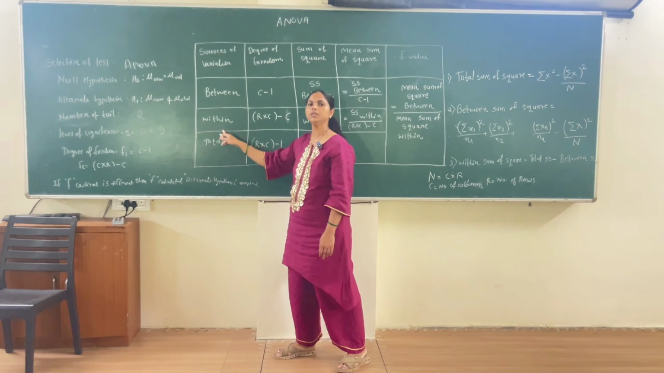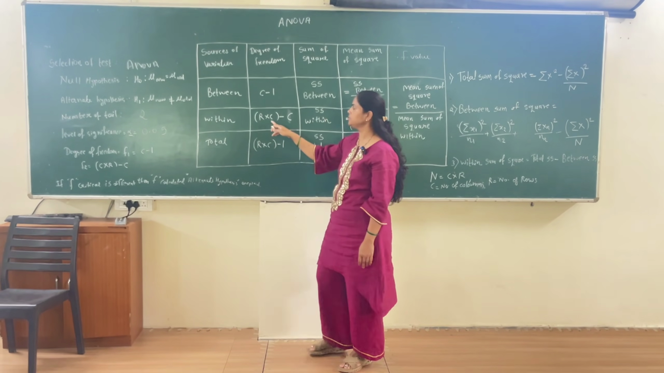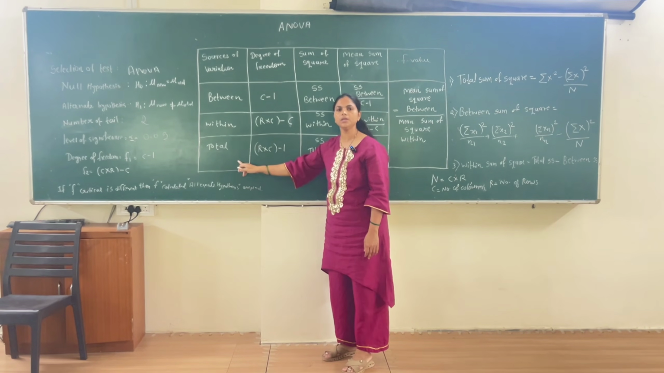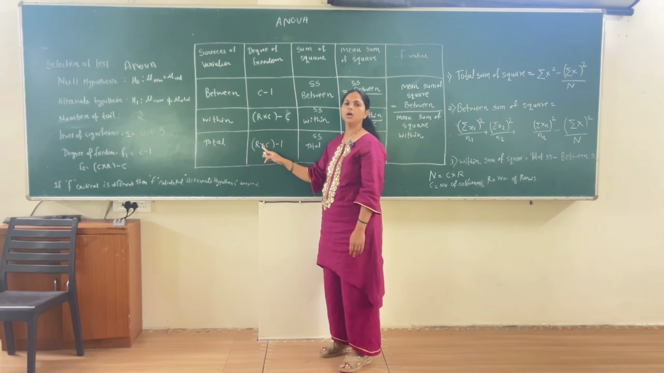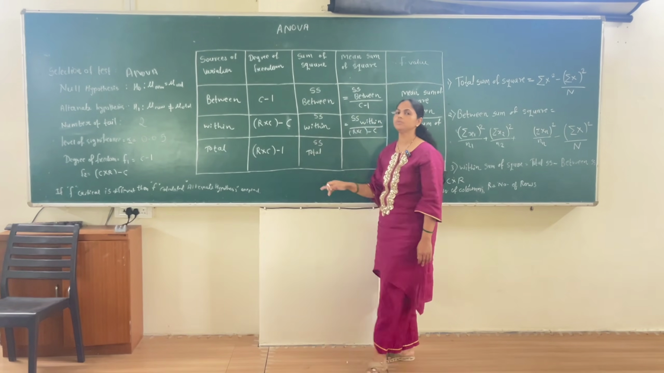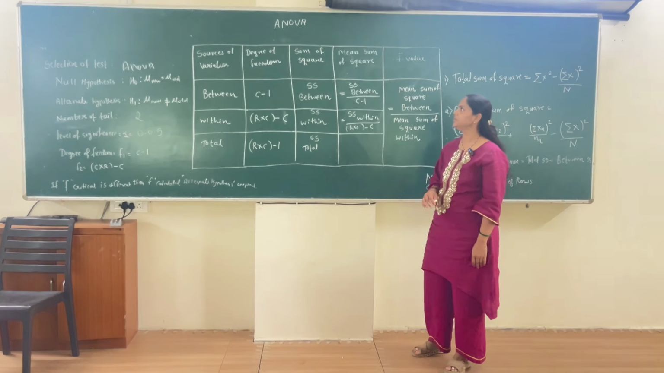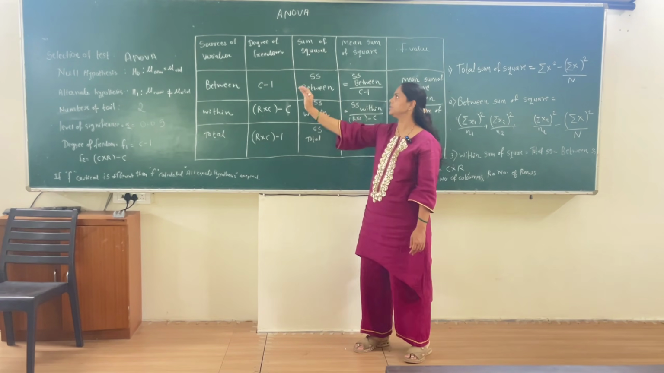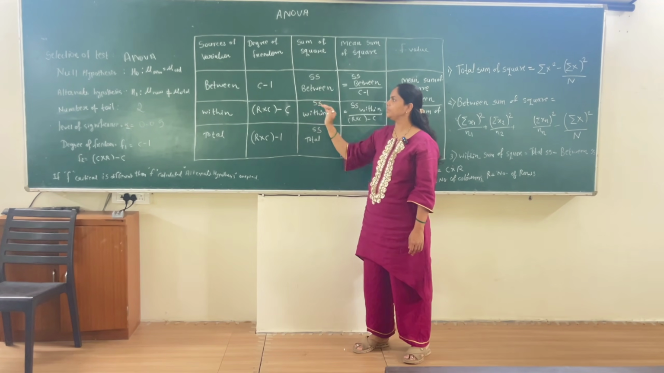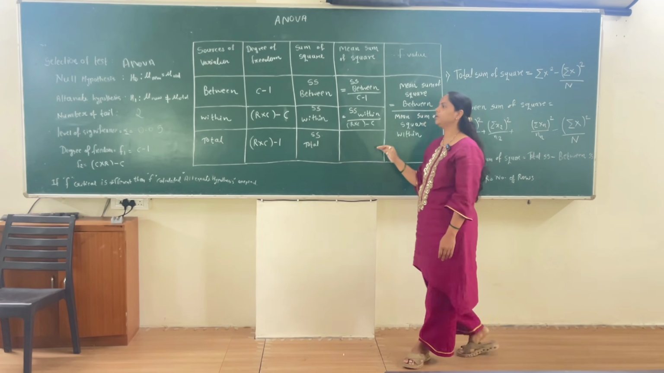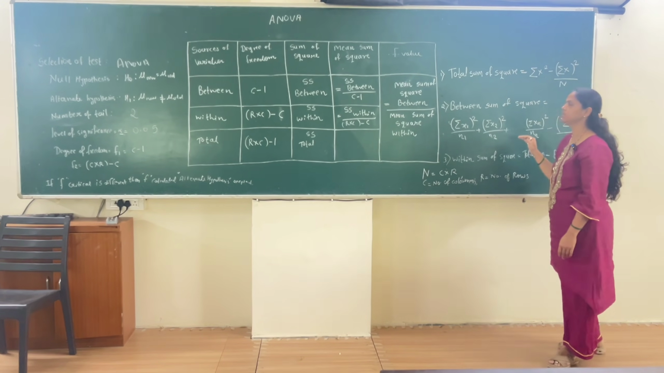For within degree of freedom, the formula is row into column minus column, and for total degree of freedom, the formula is row into column minus 1. With this we will solve the degree of freedom column. Then comes the sum of square. We have to calculate the between sum of square, within sum of square and total sum of square. The formulas for calculating these are given over here.